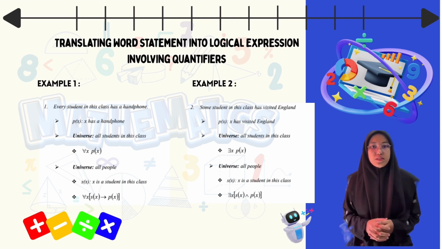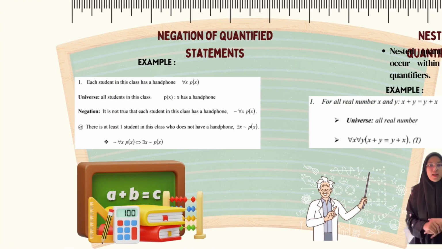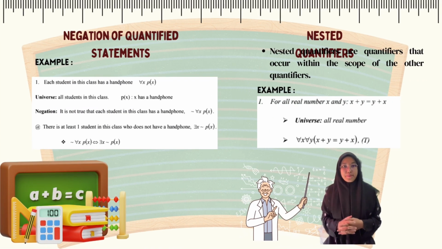If the universe is all people, we define: let S(x) mean x is a student in this class. So, the complete logical expression is: there exists an x such that x is a student in this class and x has visited England.